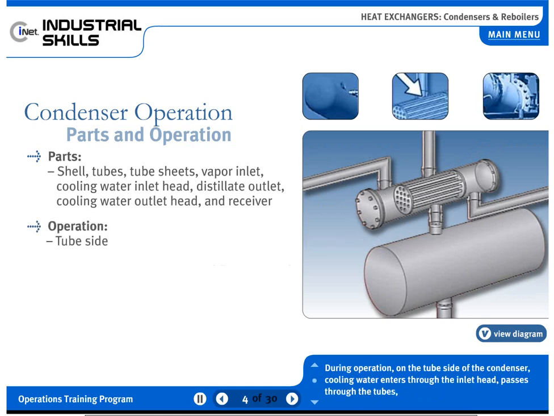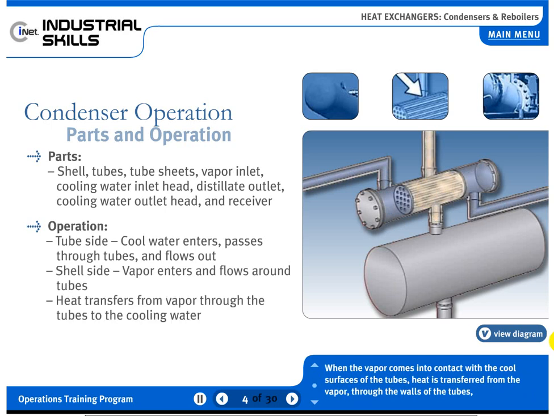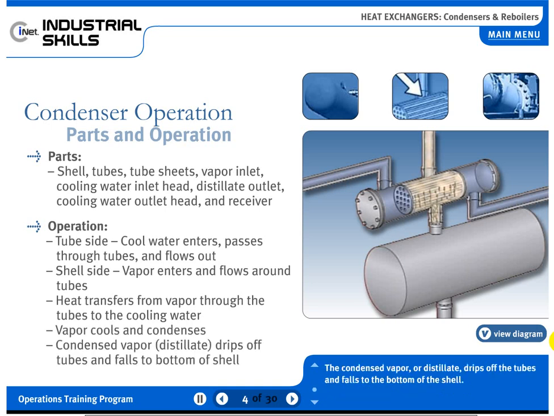During operation, on the tube side of the condenser, cooling water enters through the inlet head, passes through the tubes, and flows out of the condenser through the outlet head. On the shell side of the condenser, vapor passes through the inlet and flows around the tubes. When the vapor comes into contact with the cool surfaces of the tubes, heat is transferred from the vapor through the walls of the tubes to the cooling water. As heat is transferred to the cooling water, the vapor cools and condenses on the surfaces of the tubes. The condensed vapor, or distillate, drips off the tubes and falls to the bottom of the shell. It then flows through the distillate outlet and into the receiver.